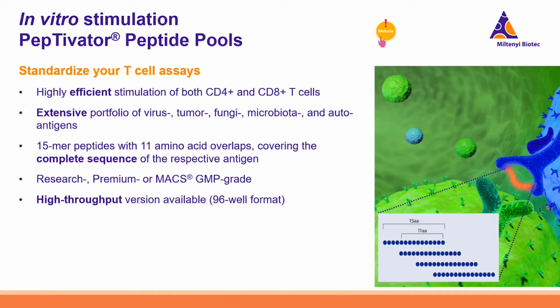Our PepTivators are available in research, premium, and even MACS GMP grade, which allows a rapid translation into the clinic. Finally, they are also available in the convenient 96-well format for high-throughput applications. So our PepTivators can also help to standardize your T cell assays, as they are ideal stimulation reagents for antigen-specific T cells.